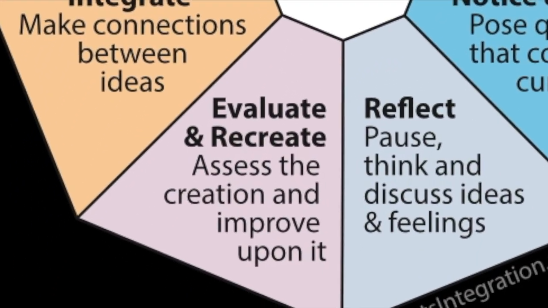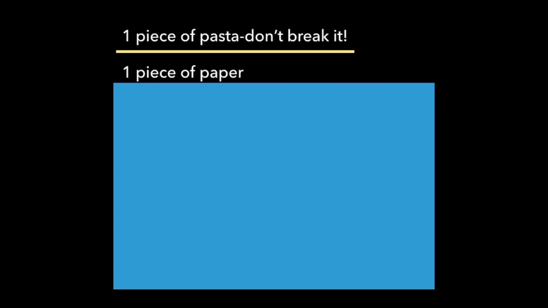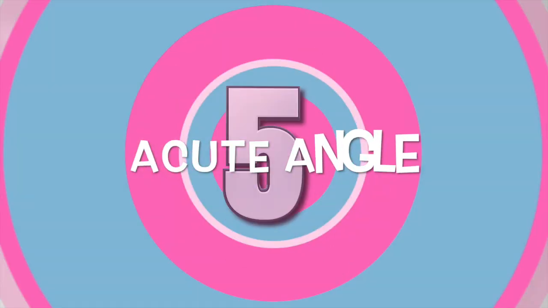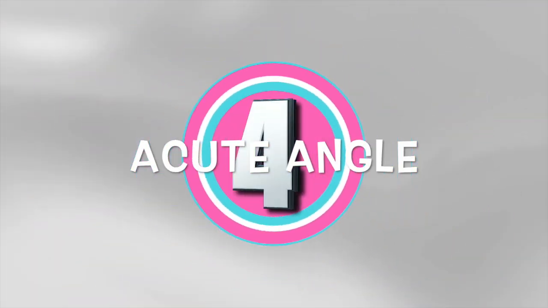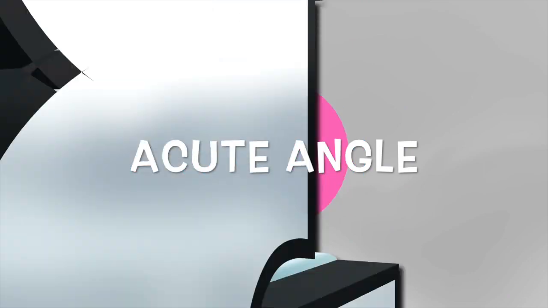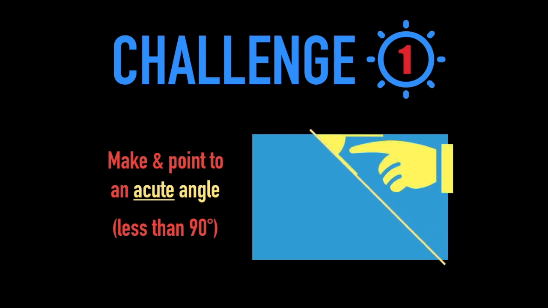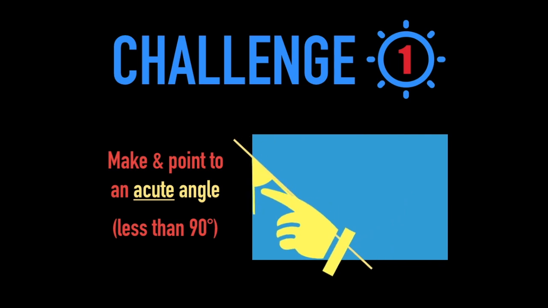To start with, you're going to need a small piece of colored paper and one piece of pasta. We'll use a second piece of pasta later. For challenge 1, place the pasta on the paper and point with your finger where an acute angle is. If you pointed with your finger to a place like this, or maybe a different angle like this one here, then you've succeeded on challenge number 1.